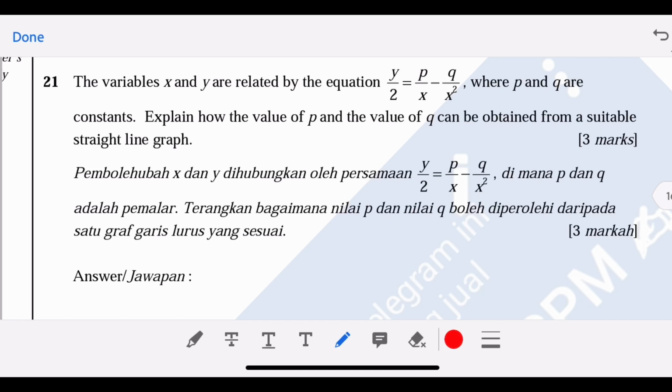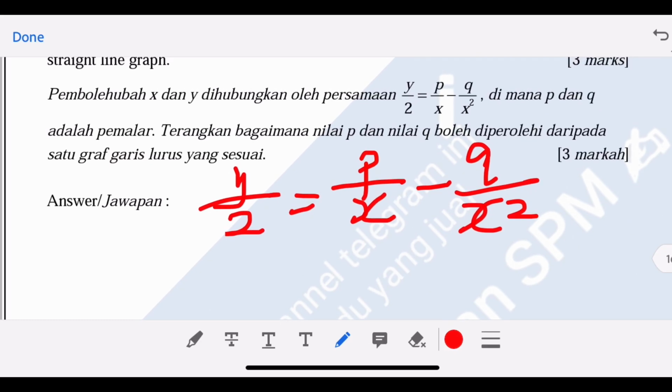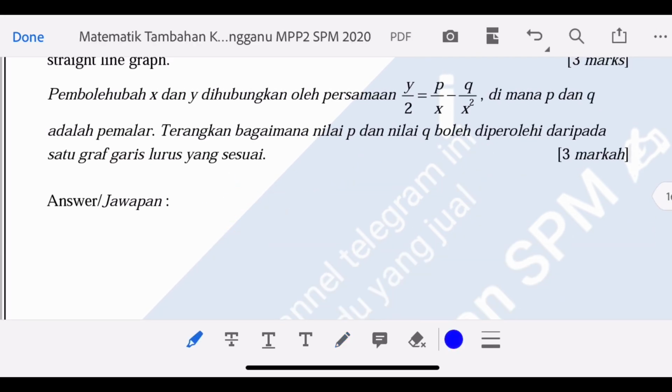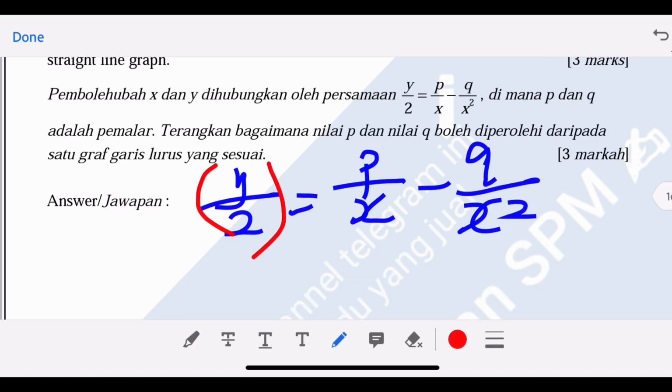You're asked to explain how the value of P and the value of Q can be obtained from a straight line. So first of all we look at the equation. We need to get rid of one of the terms so that it will be a constant, so we have to get rid of the x from the second term. So I will multiply by x for everything.